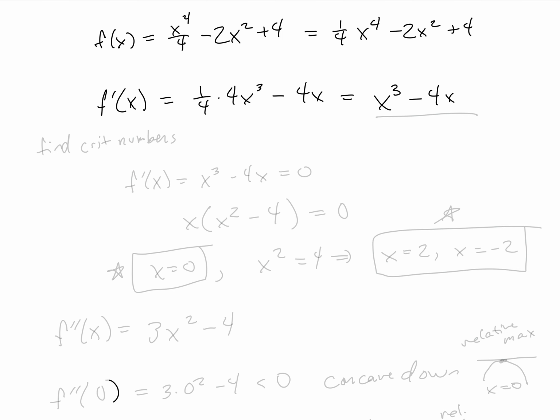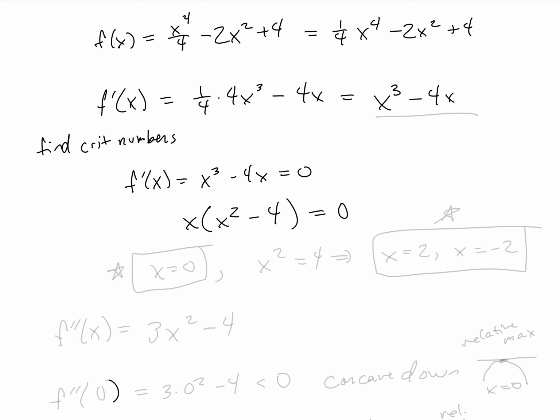If we want to find the critical points or critical numbers, the places where the derivative equals 0 or does not exist, we would set f prime of x equals x cubed minus 4x to 0 and solve for x. We see that this is a polynomial, so that first derivative will always exist. We won't have any situations where f prime of x does not exist. So to solve that, we can factor out an x, and we've got x times x squared minus 4 equals 0.